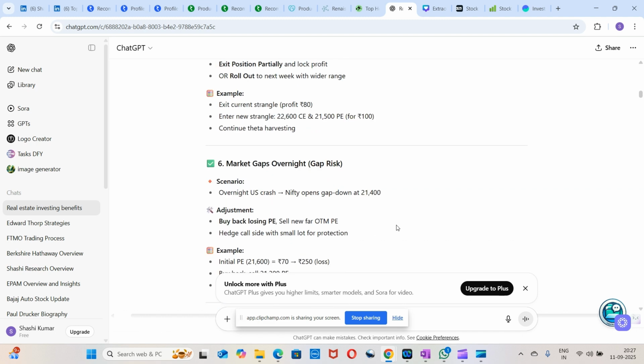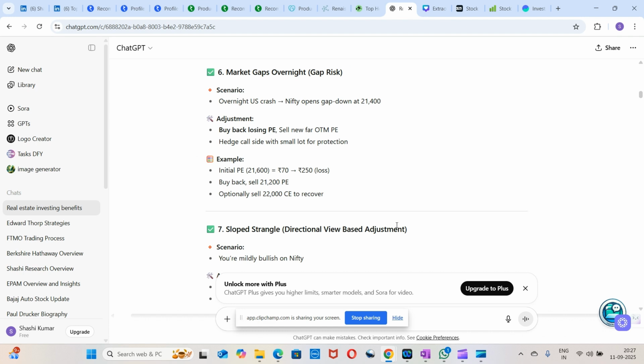Market gaps overnight, gap risk: like an overnight US crash or Nifty opens gap down at 21,400. If it's a gap down, the PE will lose, so you'll buy back that PE and sell a new OTM PE, and hedge the call side with a small lot for protection. You'll just put a hedge on the call side also with a small lot for protection.